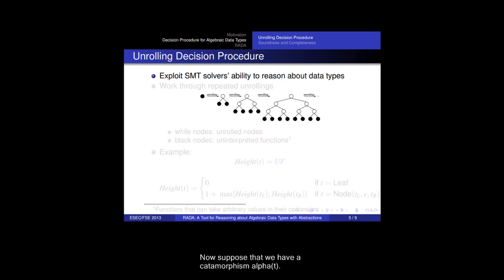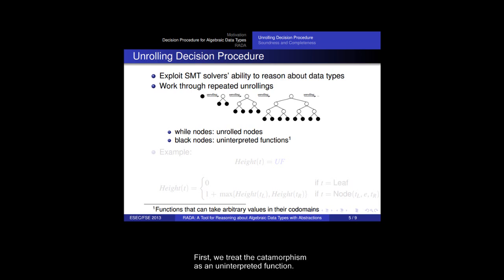Now suppose that we have a catamorphism alpha of t. First, we treat the catamorphism as an uninterpreted function. After one unrolling step, we will try to unroll the definition of the tree so that the catamorphism application will be defined in terms of a white node and two subtrees, which are treated as uninterpreted functions. In the next unrolling step, the two subtrees are unrolled, and so on and so forth. Note that after each unrolling step, the maximum depth of a white node will be increased by 1.